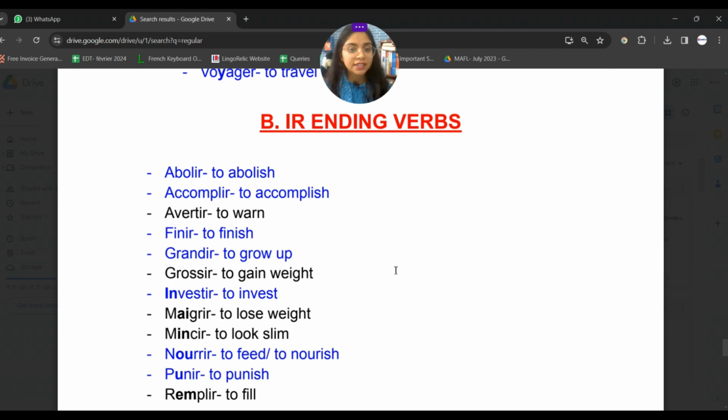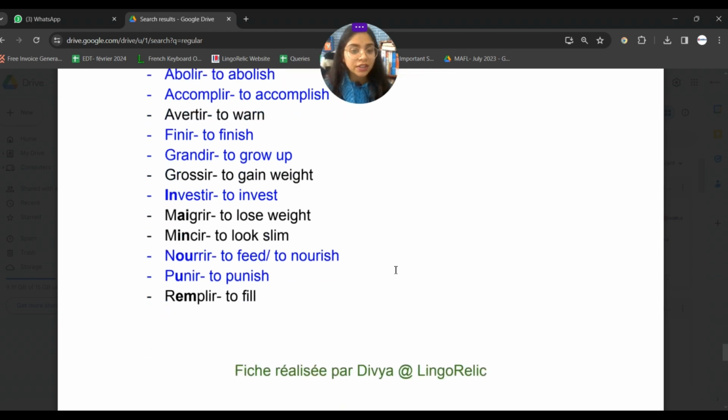Avertir, to warn. Finir, to finish. Grandir, to grow up. Grossir, to gain weight. Investir, to invest. Maigrir, to lose weight. Mincir, to look slim. Nourrir, to feed or to nourish. Punir, to punish. And remplir, to fill.